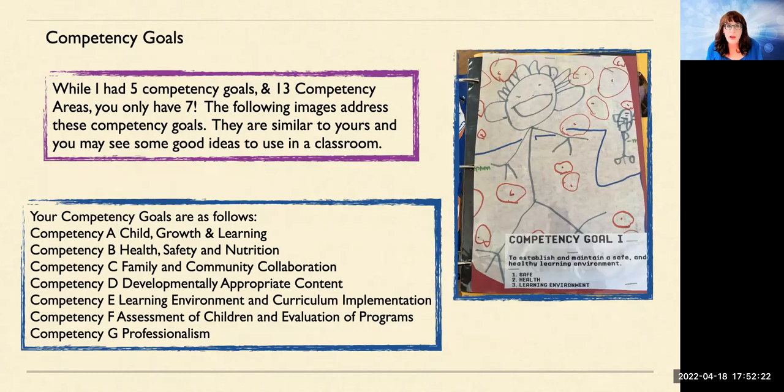Competency goals. While I had 5 competency goals and 13 areas, you only have 7. The following images address these competency goals, and they are very similar to yours, as I already have mentioned. So your competency goals are as follows, based on the rubric: child growth and learning, health, safety, and nutrition, family and community collaboration, developmentally appropriate content, learning environment and curriculum implementation, assessment of children and evaluation of programs, and professionalism.